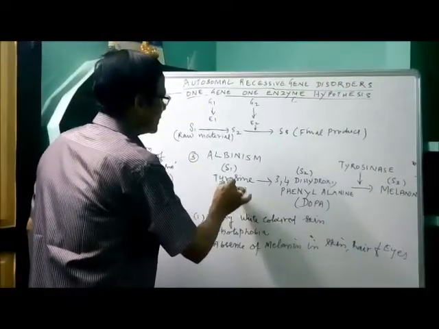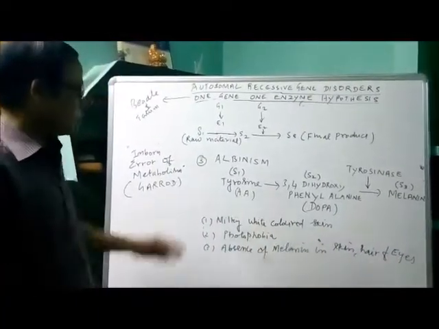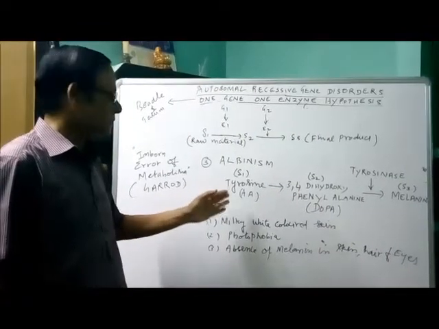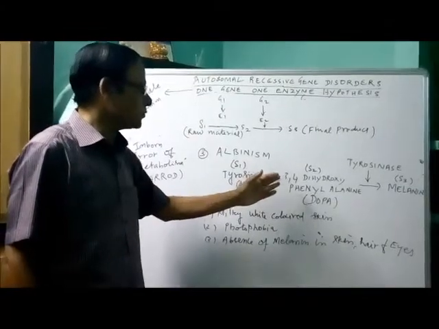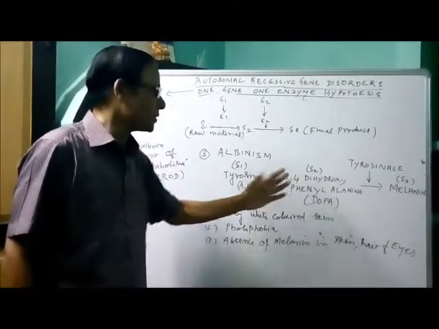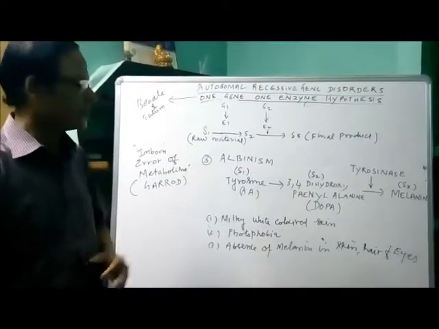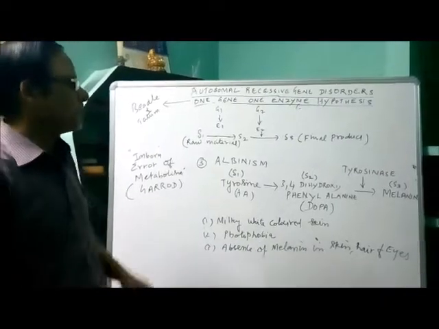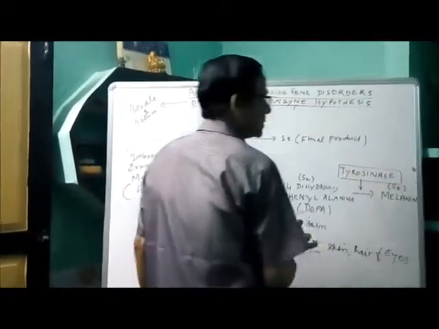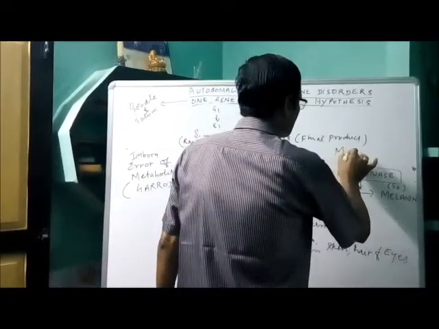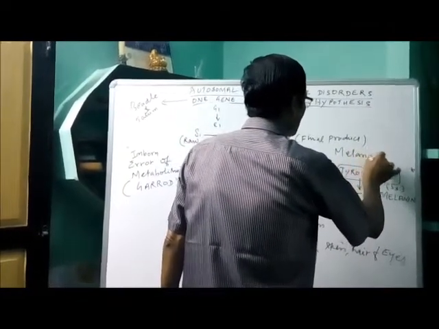This is the amino acid tyrosine. Let's consider this as S1. This tyrosine gets converted to 3,4-dihydroxyphenylalanine, simply called DOPA. That's S2, with the help of the enzyme tyrosinase, an enzyme present in the melanocyte of the skin.